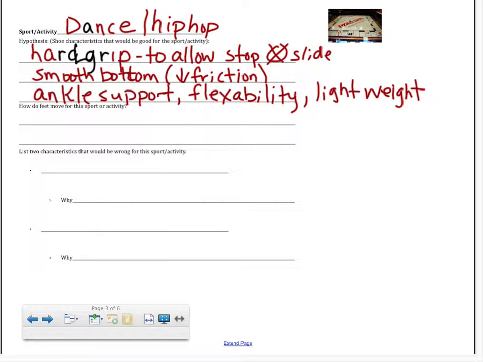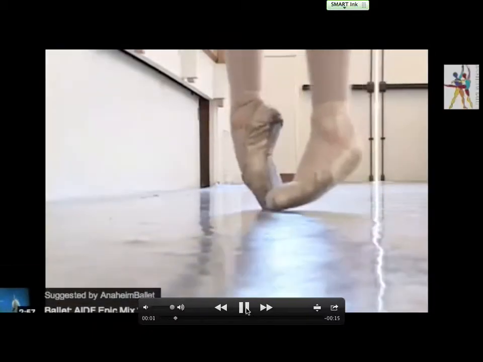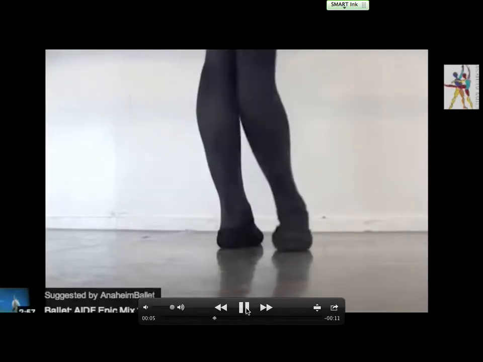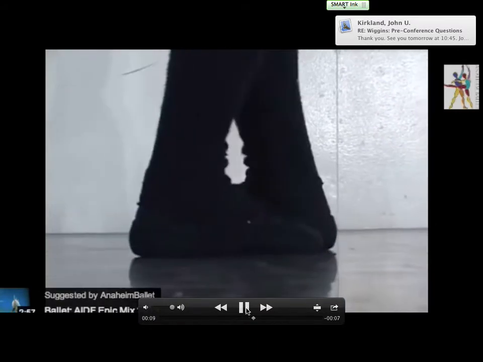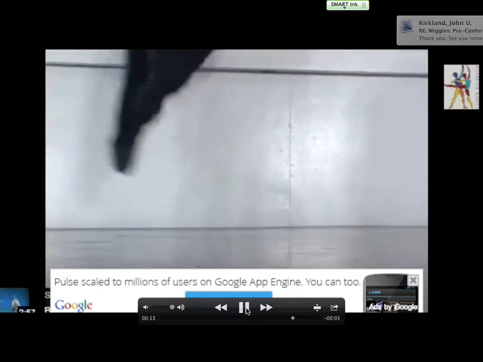So now we're going to watch how feet move for this dance. Oh, this is ballerina. I'm sorry, I messed up. I apologize. Oh man, I used to do that. At least it's smooth. Football players do this for balance.